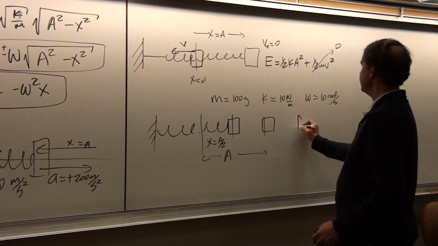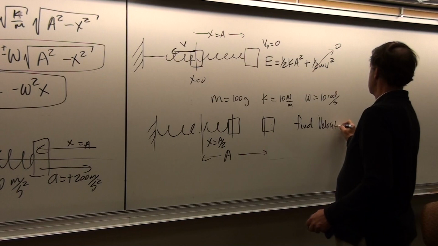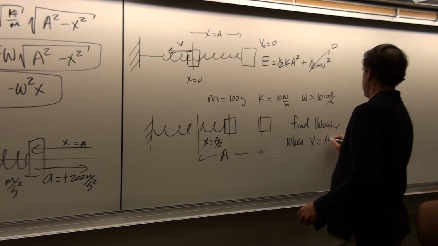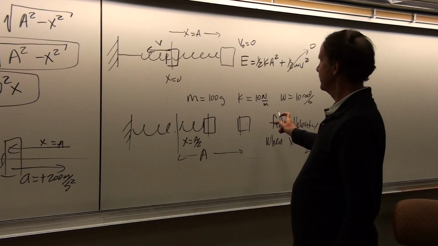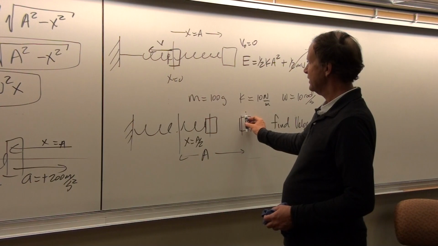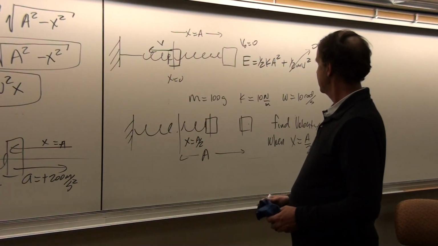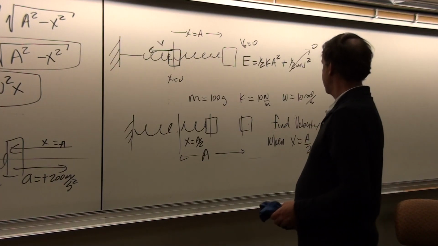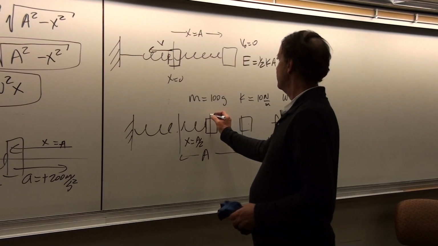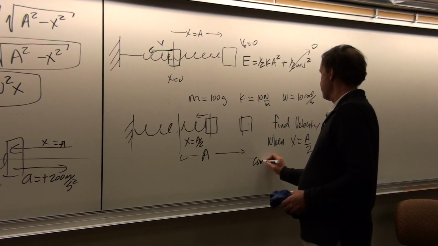Let's find the velocity when x equals a over 2. So in other words, we're halfway back. Okay, so you let the thing go from its maximum displacement until it's at the halfway point, and then we try to find what the velocity is at this point. And then let's compare that to v max.